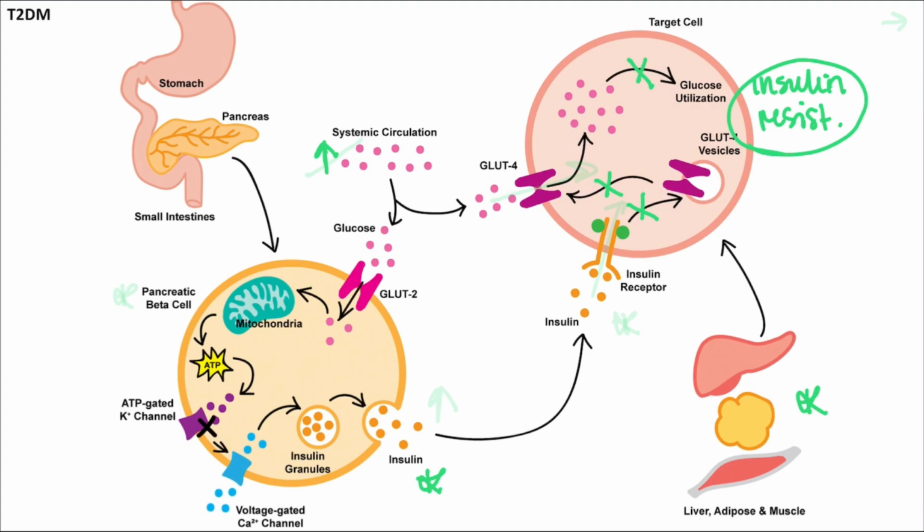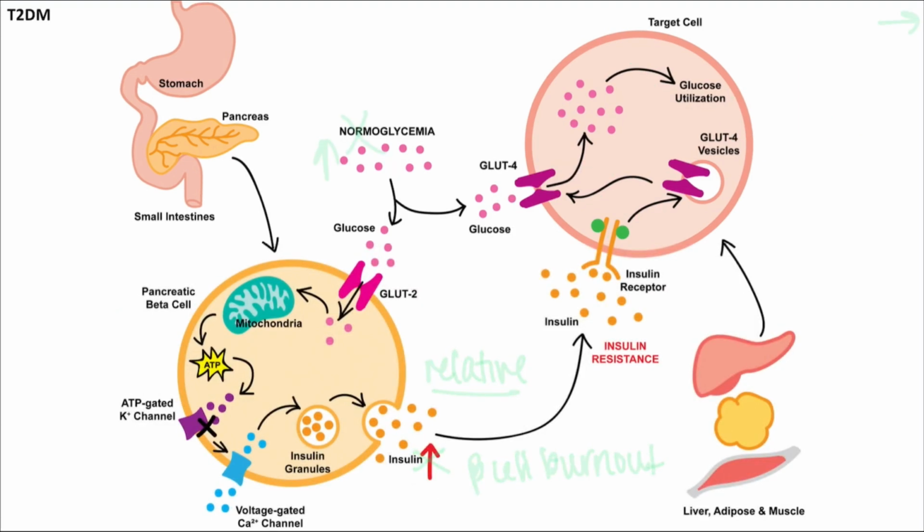This reduced glucose utilization would usually result in hyperglycemia, but early on in type 2 diabetes, the beta cells are able to compensate and overcome this insulin resistance by secreting more insulin than usual to force that glucose inside of the cell, maintaining normal glycemia and overcoming that insulin resistance. So moving to the next slide.